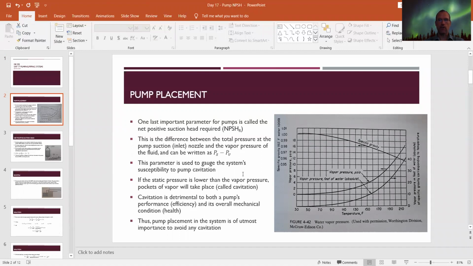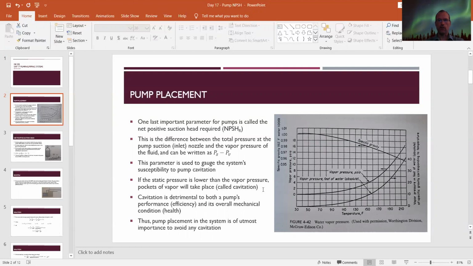Cavitation happens if the pressure in the fluid is lower than its vapor pressure. If the pressure is lower than the vapor pressure, some of that fluid or liquid is going to turn into a gas. And that's what cavitation is. And that's not good for pumps.